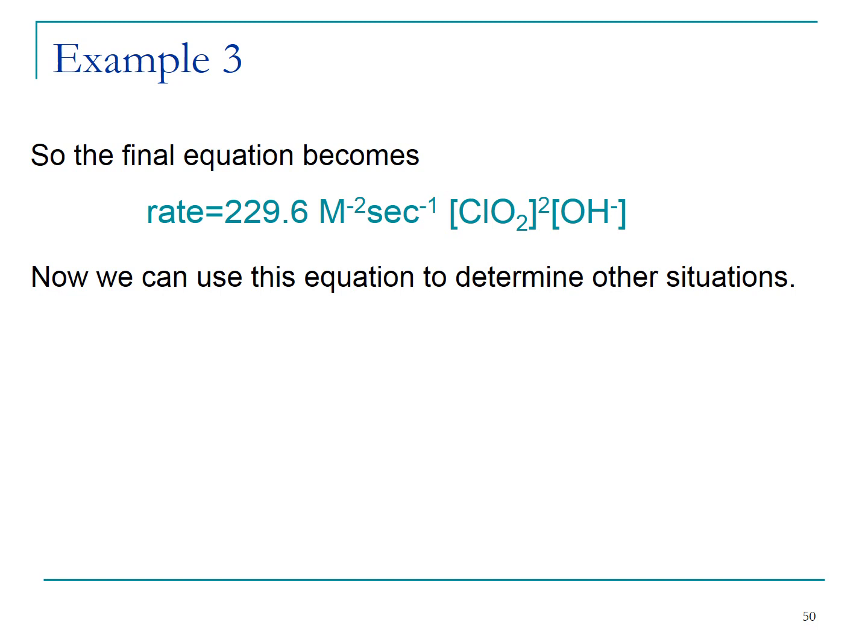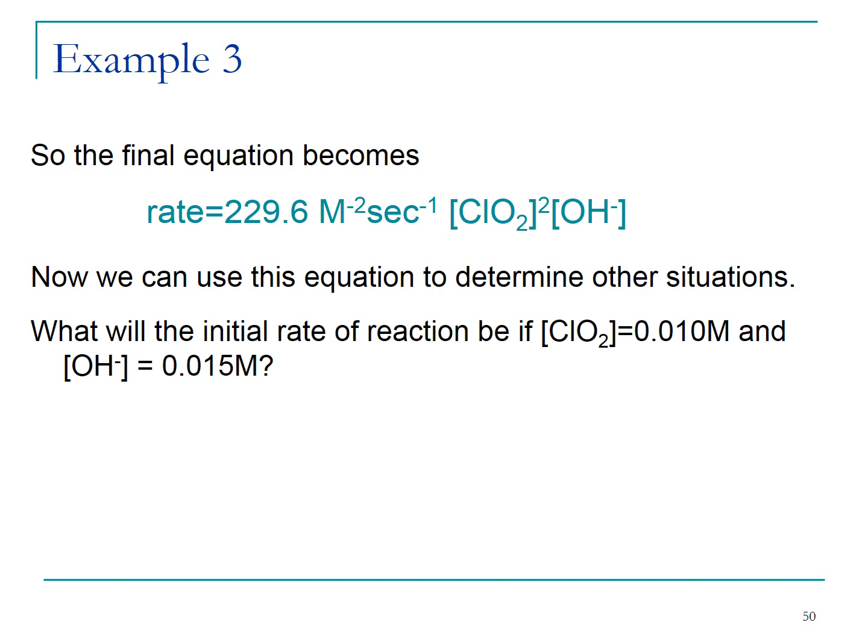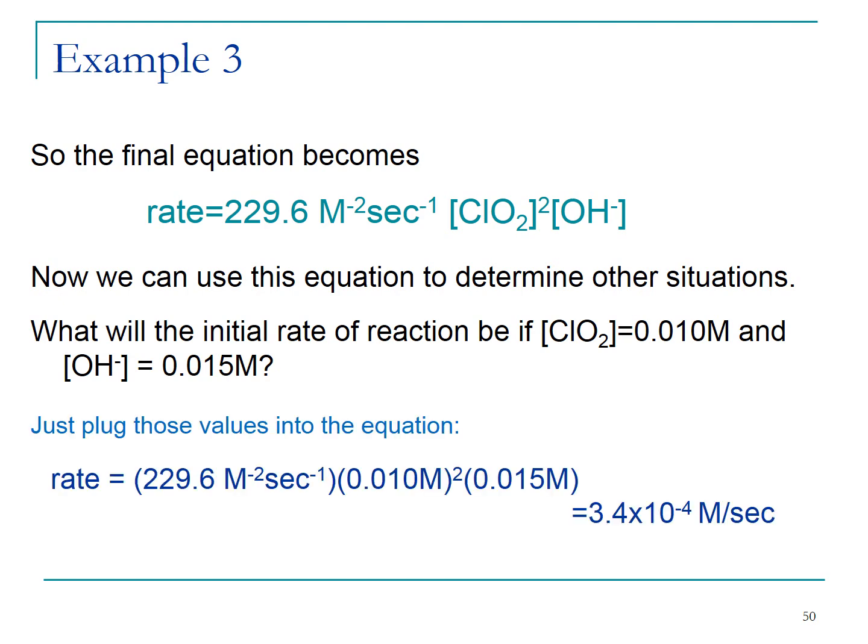The thing now is we have our rate law. So what if we want to know what will happen with even different concentrations than what we're given? We can plug them in. So what will the initial rate of reaction be if the ClO2 concentration is 0.01 and OH negative is 0.015? Well, now you can just plug that in. So rate just equals k, 229.6, times ClO2, 0.01, squared times 0.015. Do that calculation and you get the initial rate will be 3.4 times 10 to the minus 4 molar per second. And the units of rate is always molar per second.